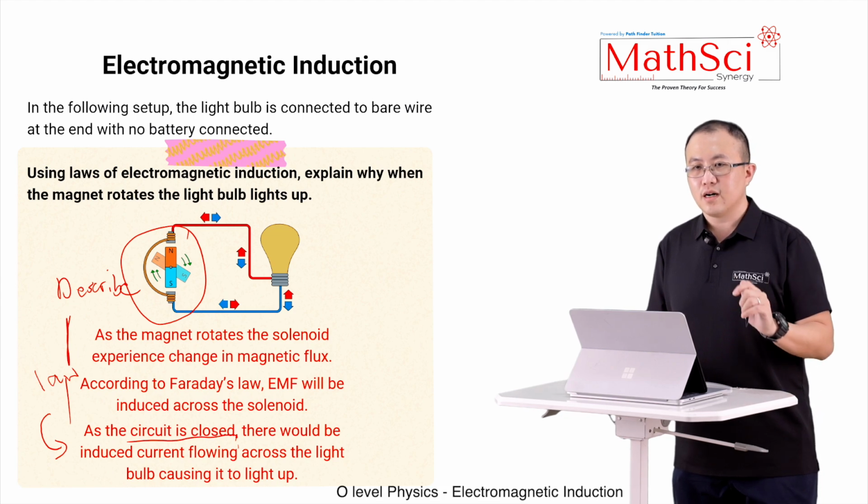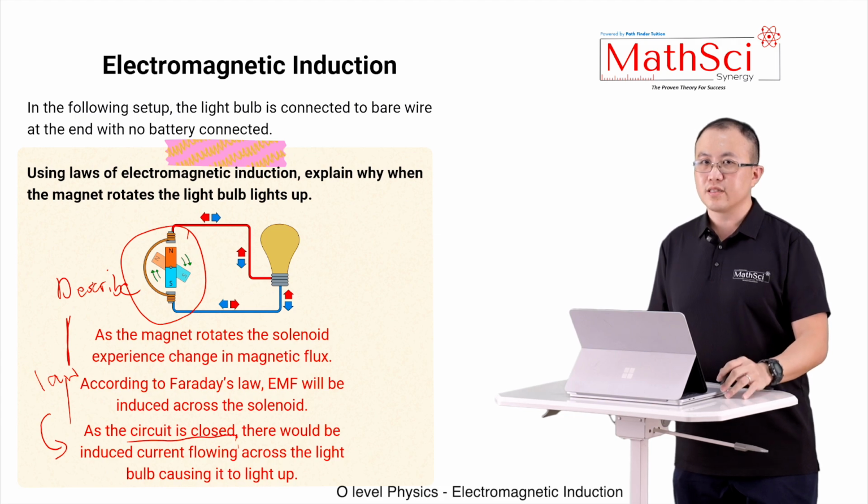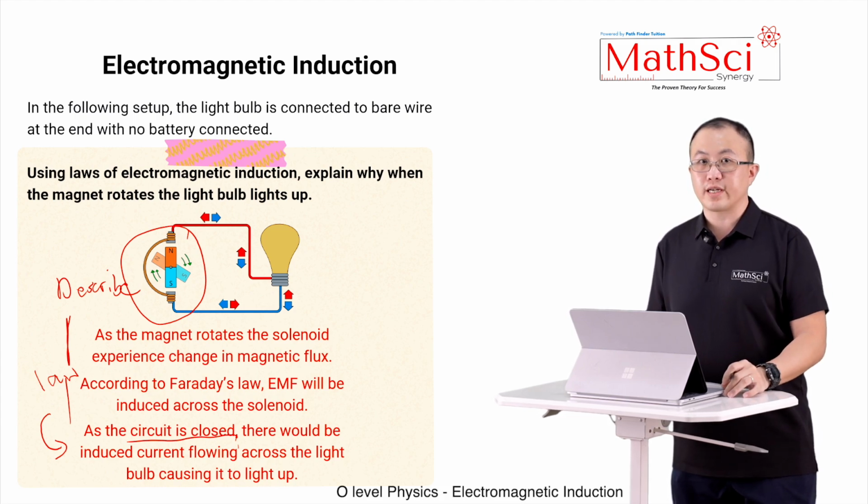Okay, so three parts. A typical question like this usually will be worth 2 to about 3 marks. In some cases, they can even be 4 marks or 5 marks, depending on the number of things they want you to explain.